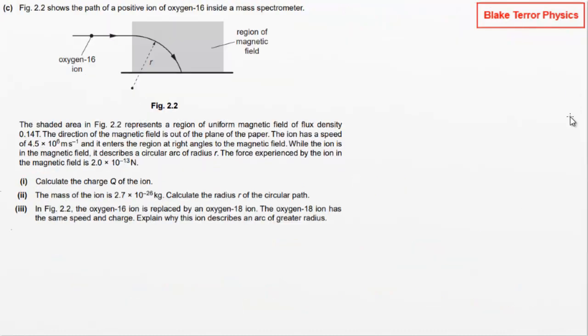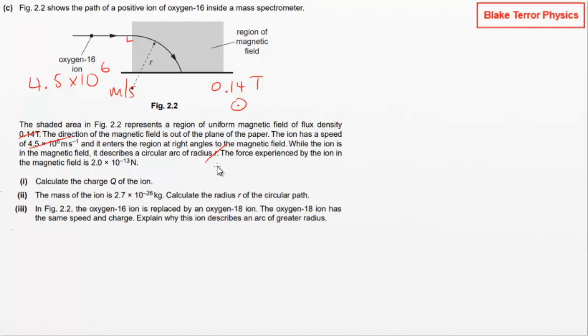Right, there's got to be more to this, and there is. Figure 2.2 shows the path of a positive ion of oxygen-16 inside a mass spectrometer. The shaded area is a uniform magnetic field, flux density 0.14 tesla. The direction of the magnetic field is out of the plane of the paper. The ion has a speed of 4.5 times 10 to the 6 meters per second and enters the region at right angles. Okay, we're going to get some circular motion while the ion is in the magnetic field. It describes a circular arc of radius r, which is in the diagram.